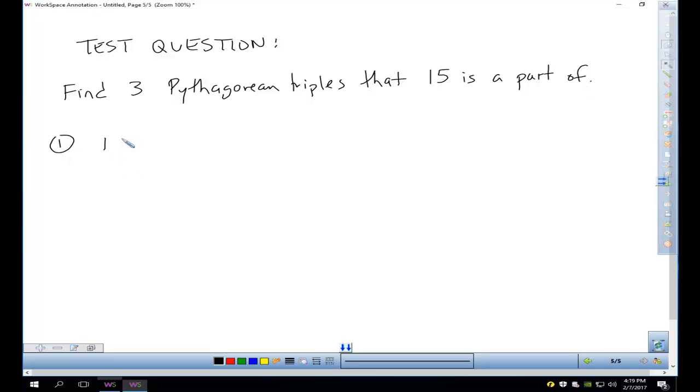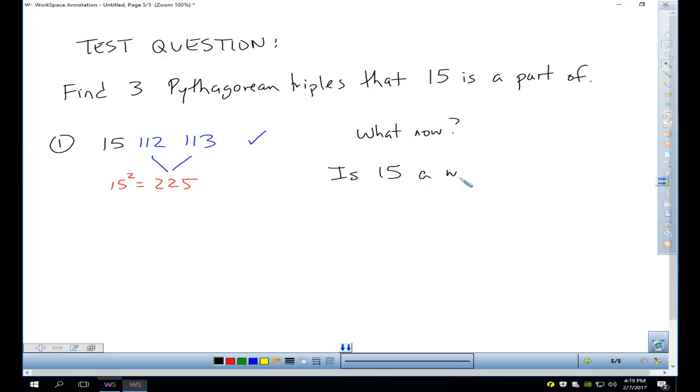We know that 15 is an odd number, right? So if 15 is an odd number, I can create a family with it. Alright, 15 squared is 225. The two numbers that add up to equal 225 consecutively are 112, 113. Okay? So there's a triple. Now that's the only triple that 15 is the head of the family for. Alright? How do I find any other triple that 15 would work in?